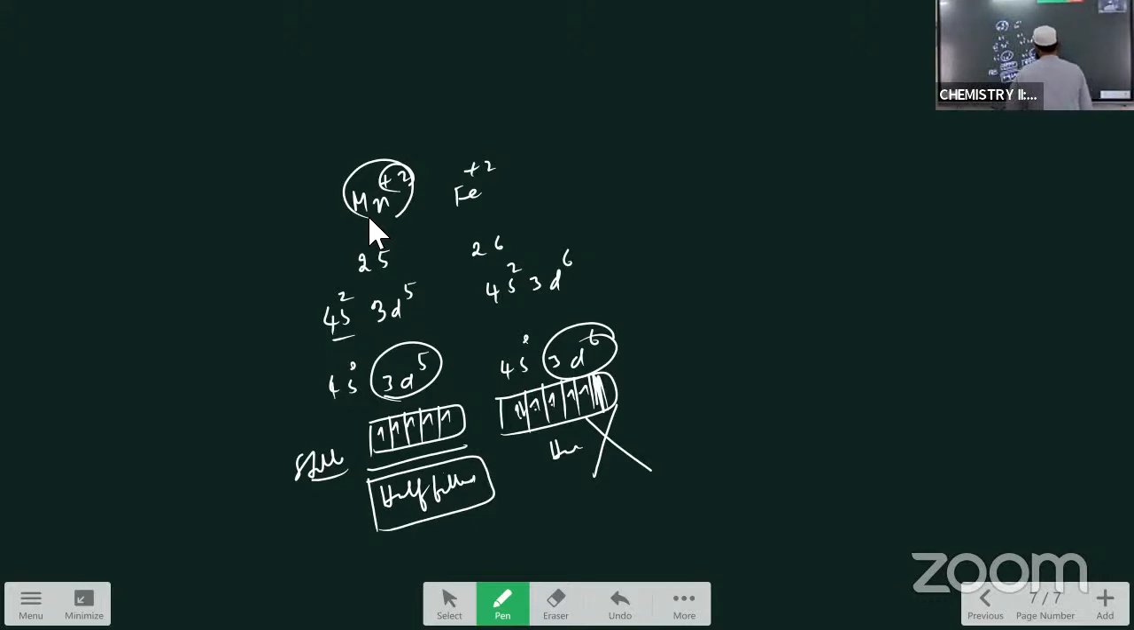Among Mn+2 and Fe+2, which one is stable? Mn+2 is stable. Now next, about exhibiting para, ferro magnetism or diamagnetism. What is magnetism? See here, the condition to exhibit magnetism.